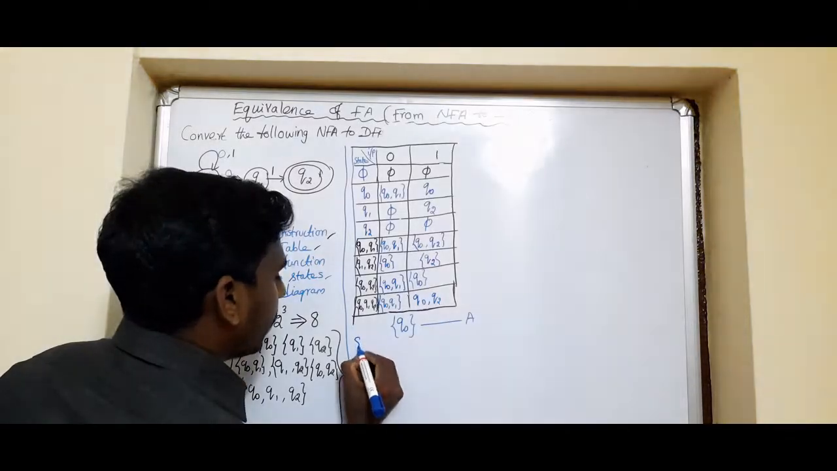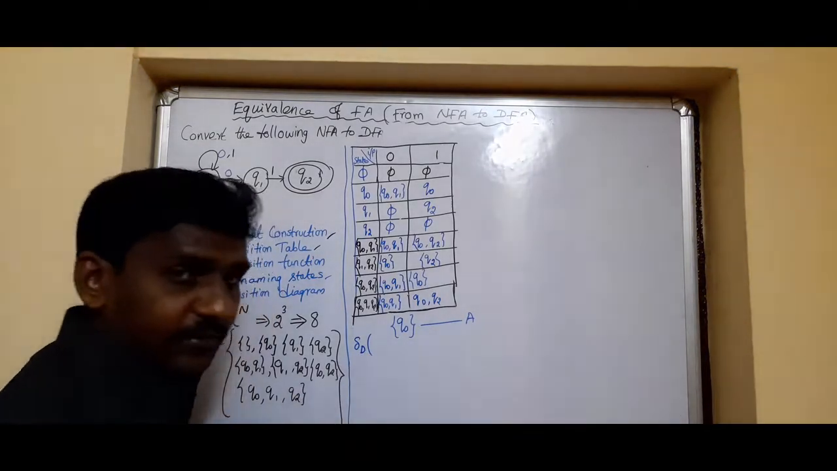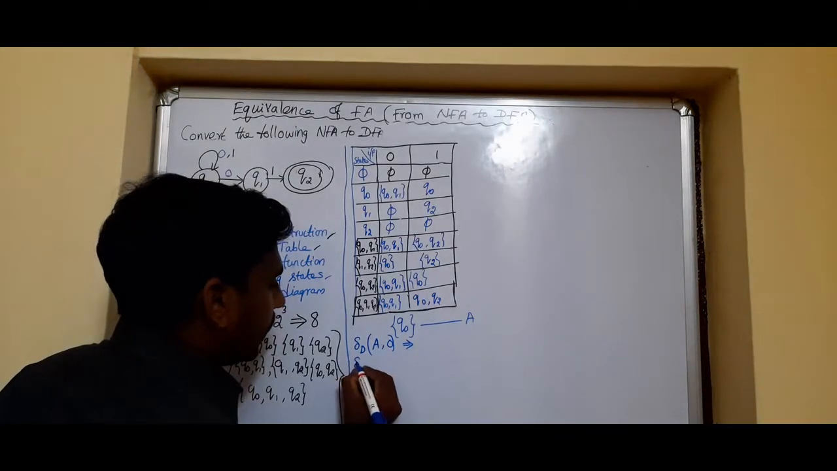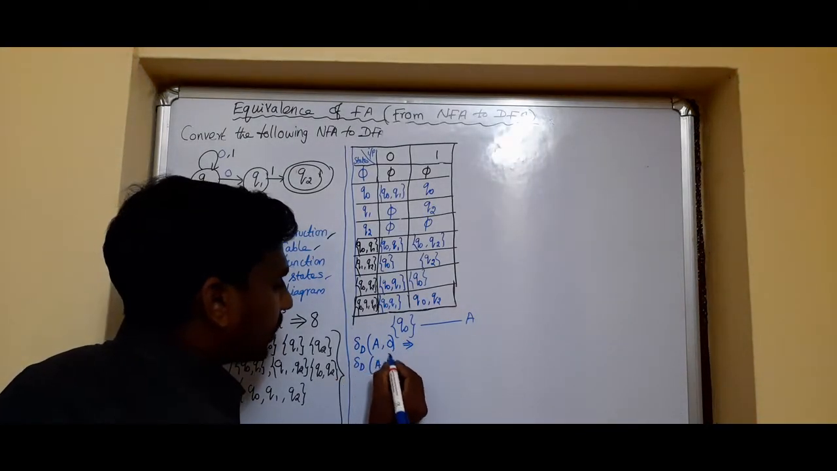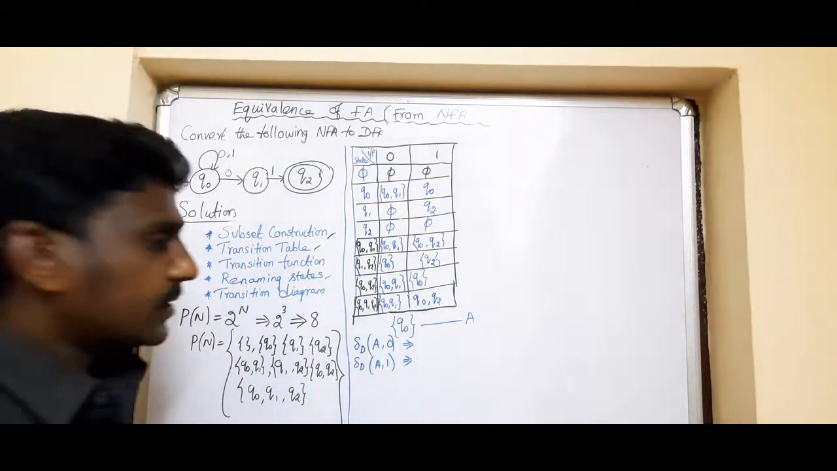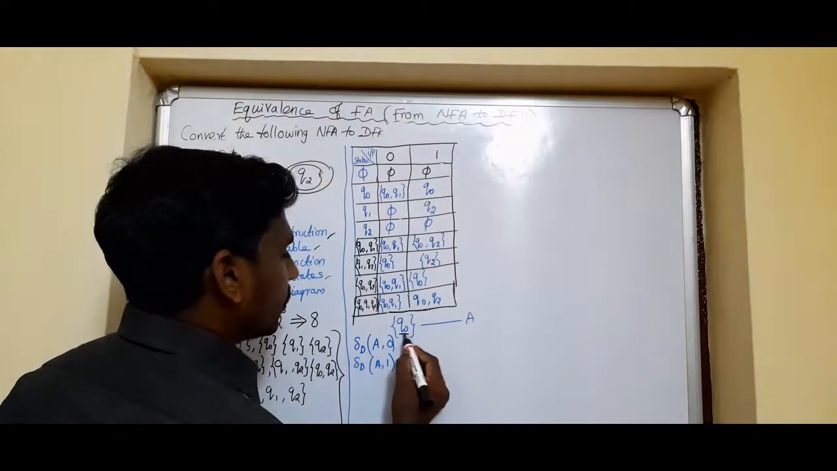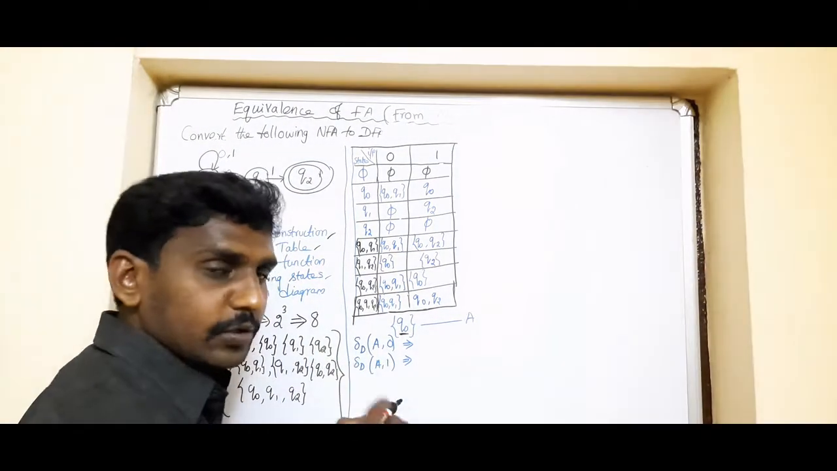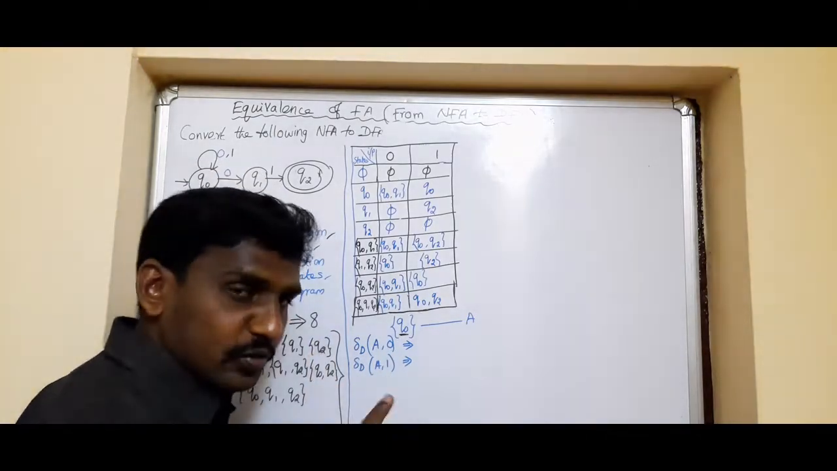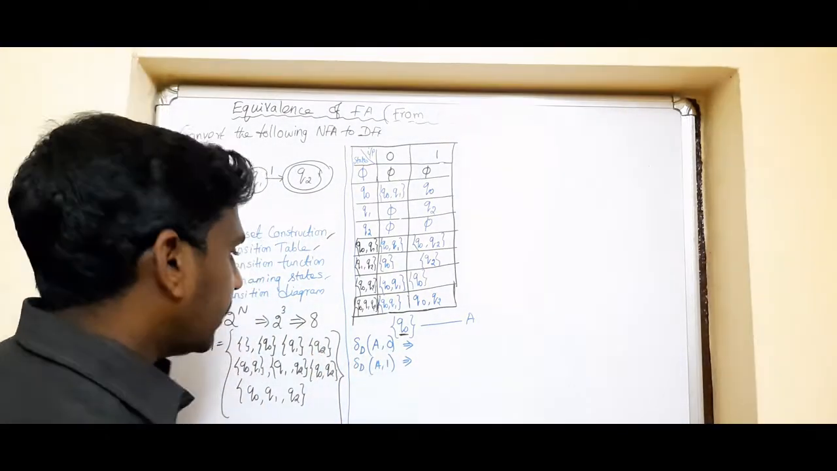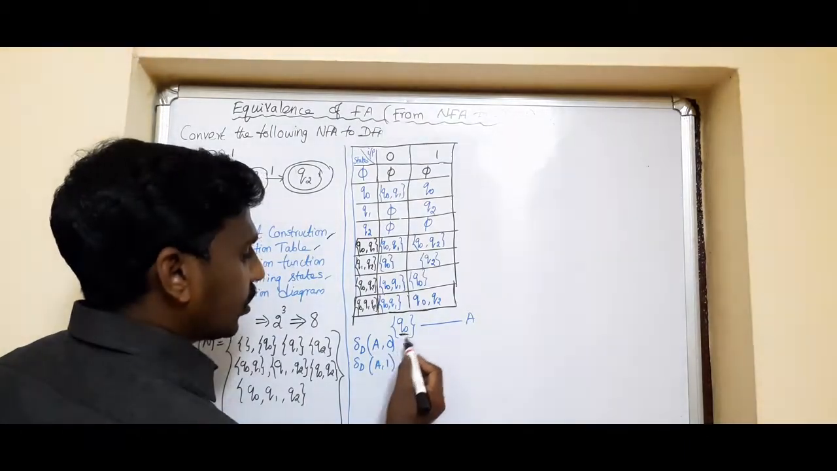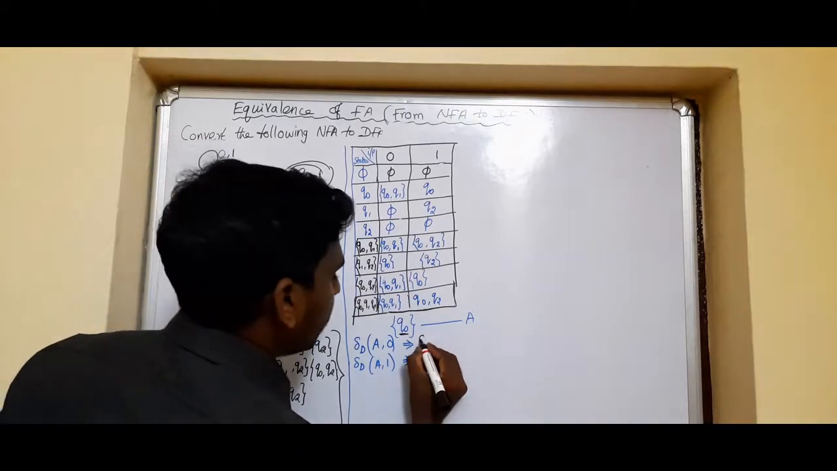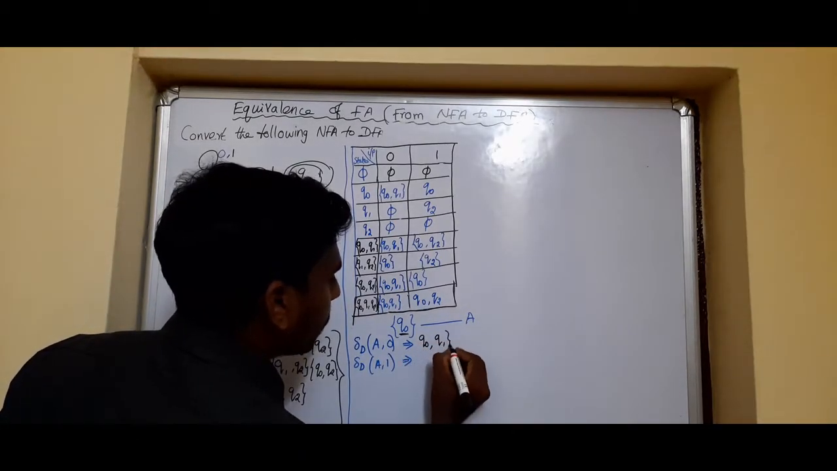I'll write delta D of A comma 0, since it is a DFA, that transition I want to check, and delta D of A comma 1 transition I want to check. A is nothing but Q0. So Q0 comma 0 and Q0 comma 1 I want to check. First A comma 0, that means Q0 comma 0. So Q0 comma 0 goes to Q0 Q1. So I will write Q0 comma Q1.